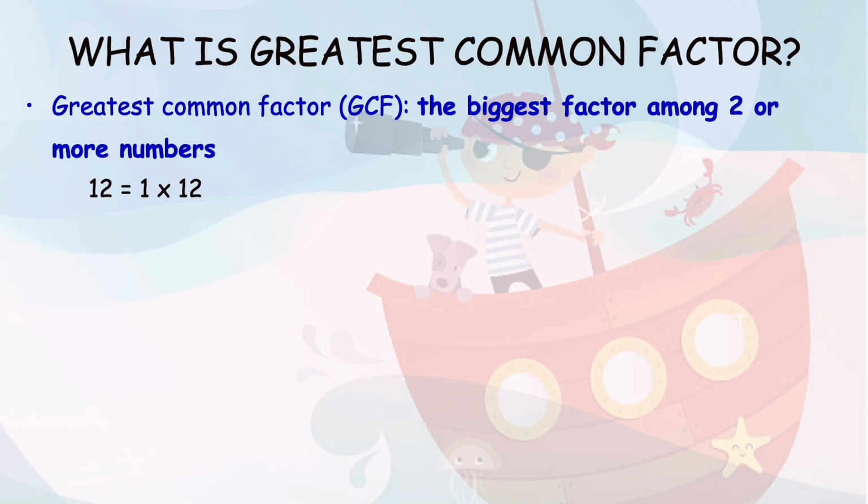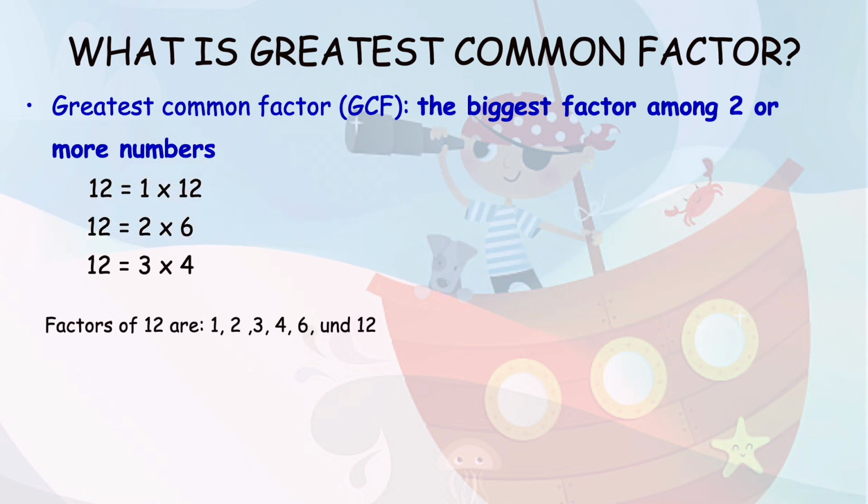Let's take the numbers 12 and 18. We can express 12 as a product of different factors by listing its divisors. For example, 12 is 1 multiplied by 12. 12 is also 2 multiplied by 6, and 3 multiplied by 4. Therefore, the factors of 12 are 1, 2, 3, 4, 6, and 12.